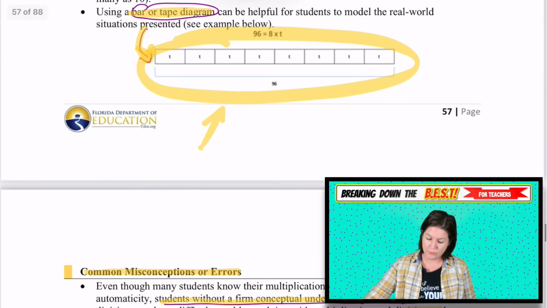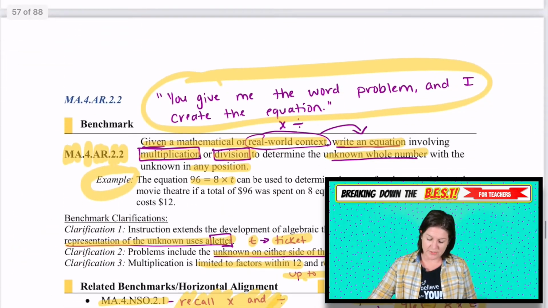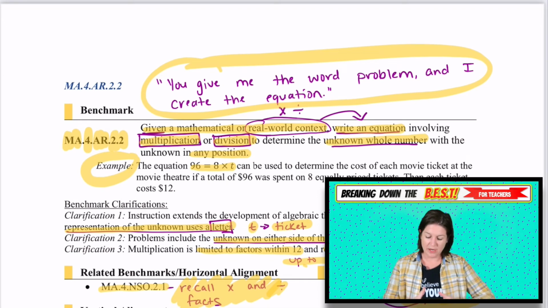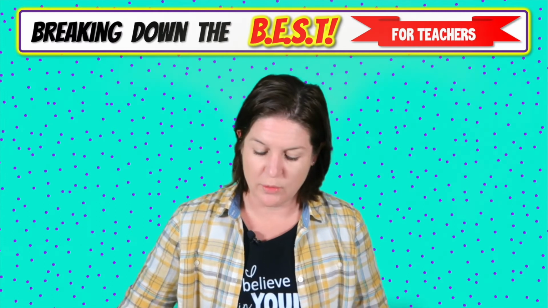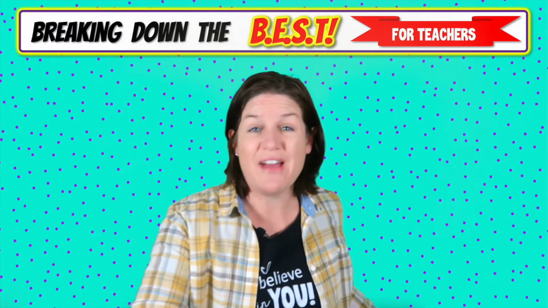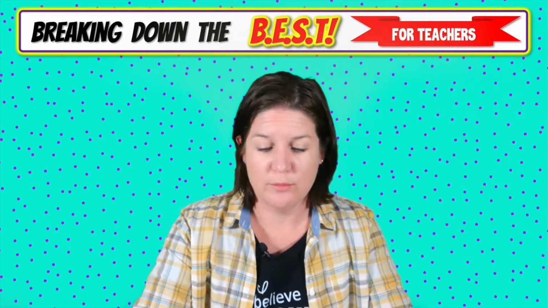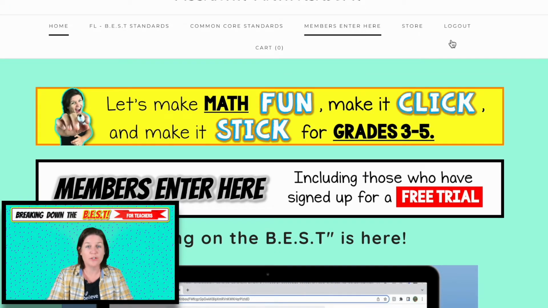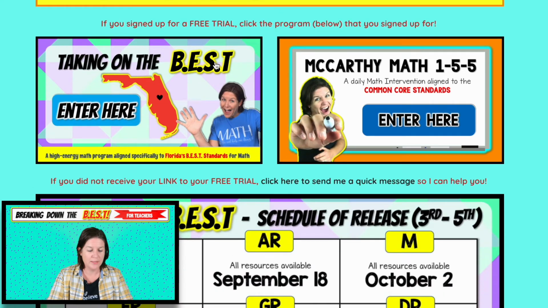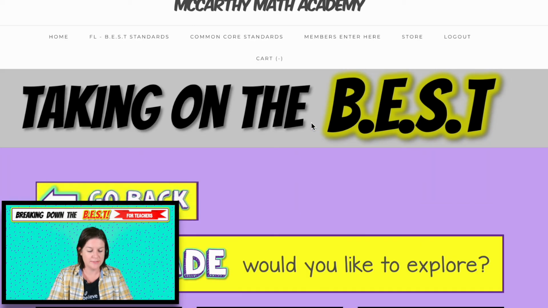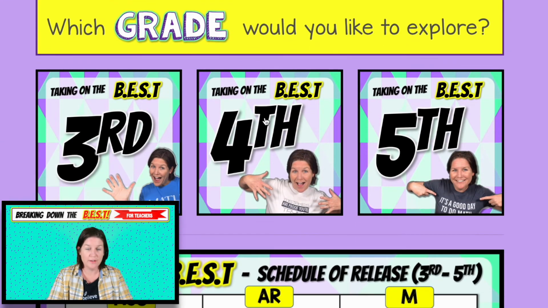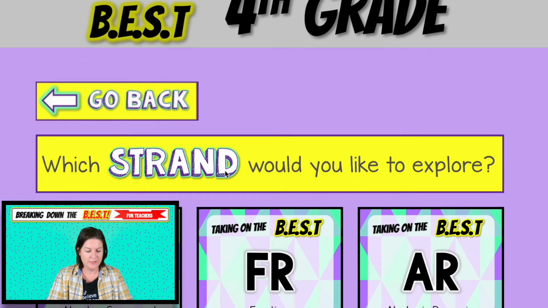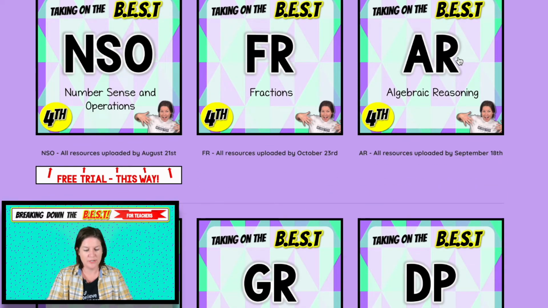So we're looking to see resources where we can have a real world context, and we can generate multiplication equations. So let me show you what you have access to with your membership to Taking on the B.E.S.T. So here we are at the home page. You're going to go to members, enter here, Taking on the B.E.S.T. Which grade? 4th grade. We want the AR strand.